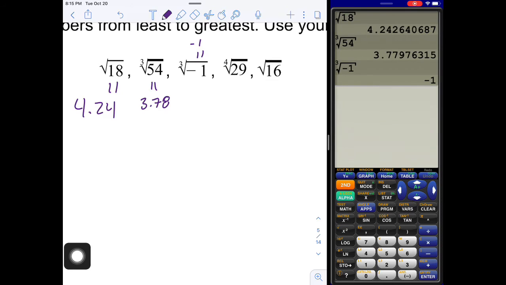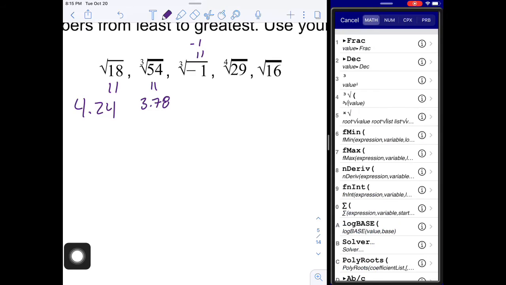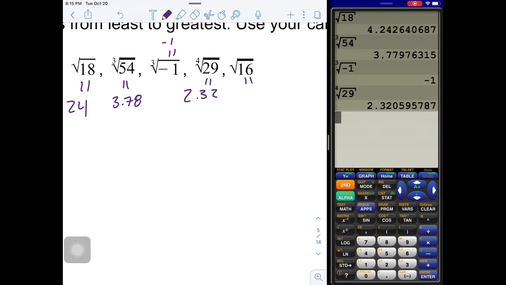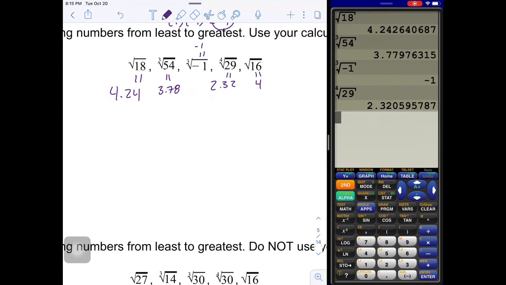The fourth root of 29, so I'm going to press 4, math, and choose this value, and it'll be 29. So this will equal 2.32, and then the root of 16, hopefully we know that that's a perfect square, that's 4. We don't even need our calculator for that.